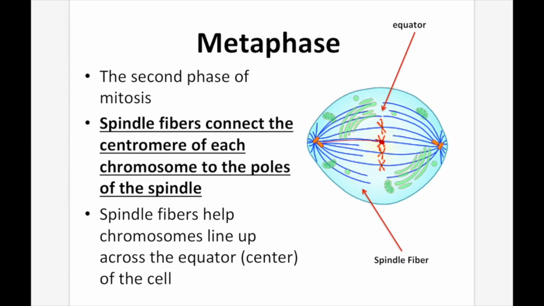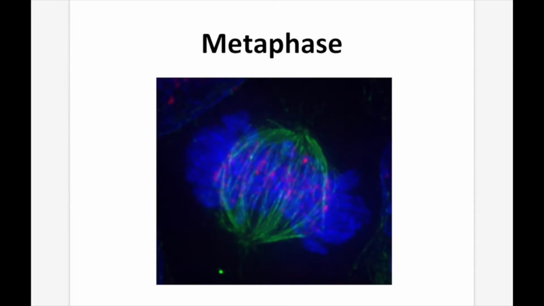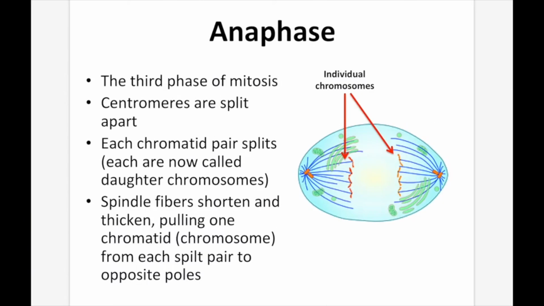So the spindle fibers are going to push and pull these chromosomes at the centromere until they're lined up right in the center, right along the equator, like we have pointed out right there. And that's a picture of metaphase. You can see the chromosomes. It's a little harder to tell, but you can see how they're lining up right near the middle.